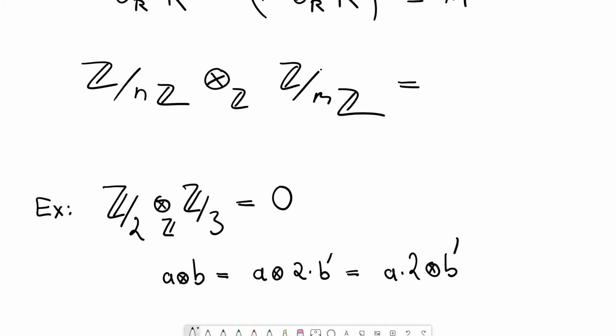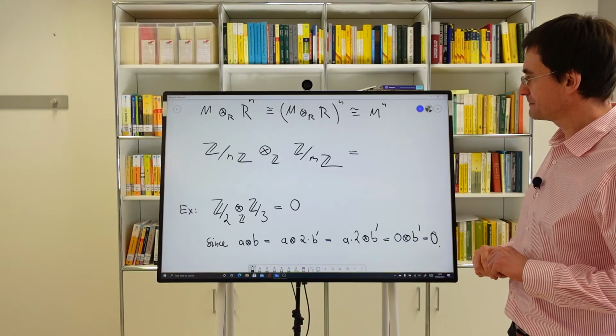But 2 times something in Z mod 2 is always 0. So this was using the R-balance property of the inclusion map, the canonical map of the tensor product. Exactly. And so we have shown this.